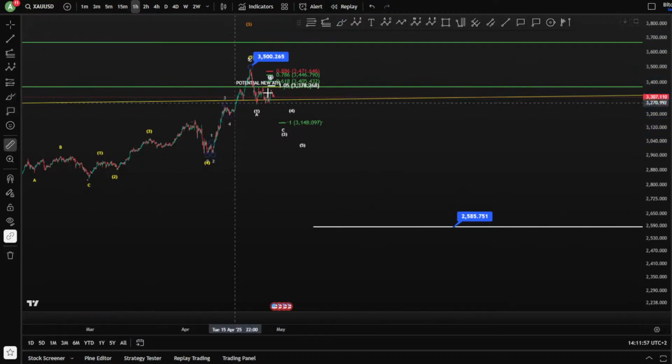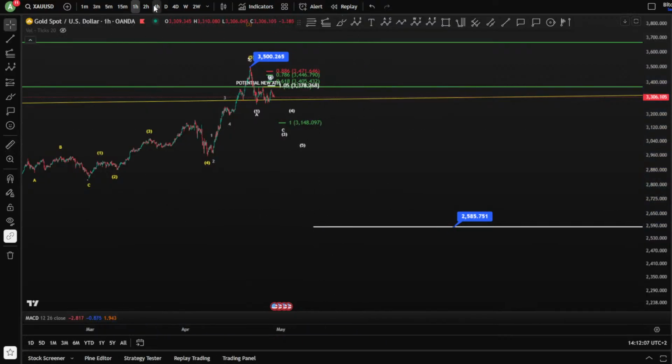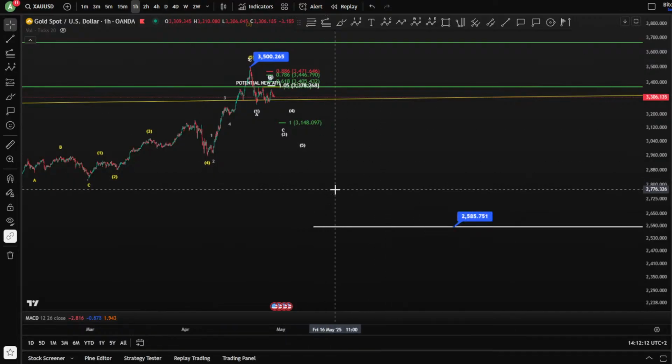Let me check how much percentage it is. 25%, very, very reasonable, right? 25 to 26%. So yeah, very reasonable after a very, very massive move toward the upside, right? For the gold. All right, so that was for the gold.